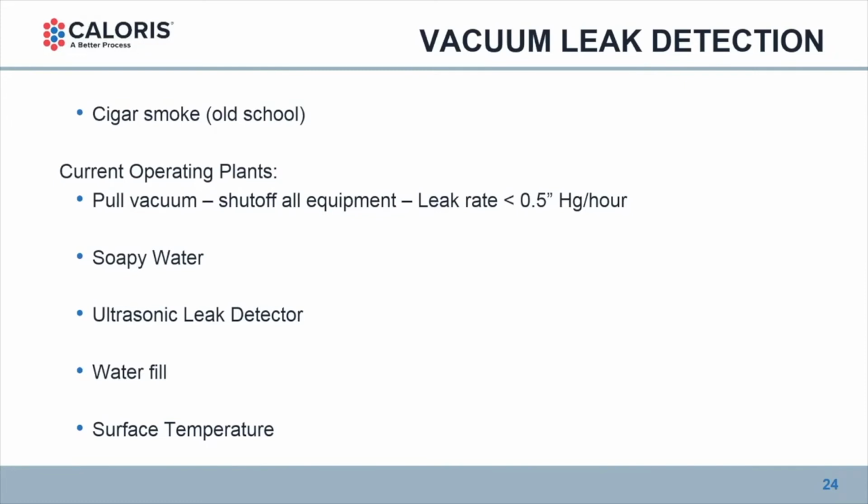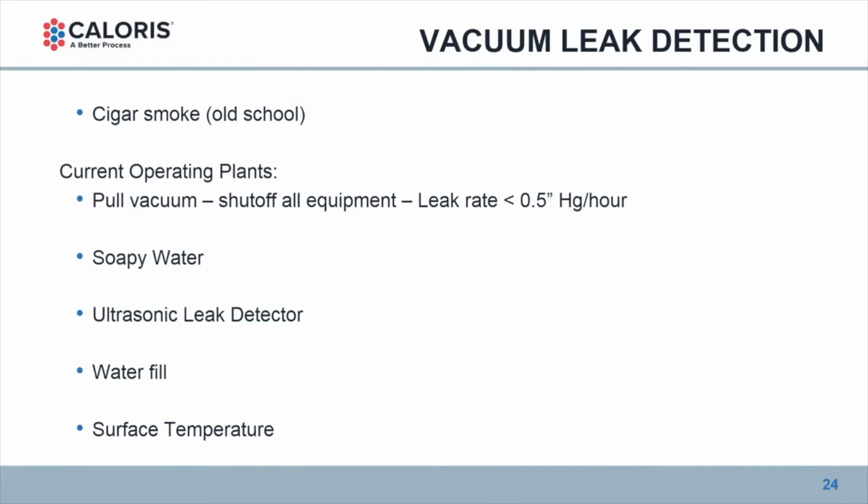So in current operating plants, the first thing we like to do, and we always do on a new evaporator system, is pull vacuum and shut the system off. It should be designed with check valves and everything you need to hold vacuum. Pull vacuum, shut it down, go away for the night, and come back the next day and see what your vacuum level is. We will usually allow a leak rate of about half an inch of mercury per hour.